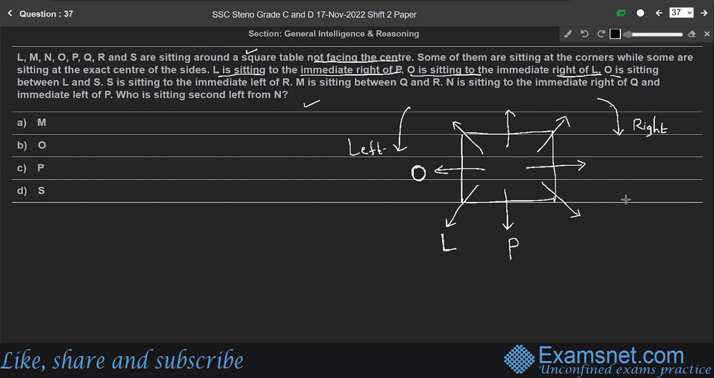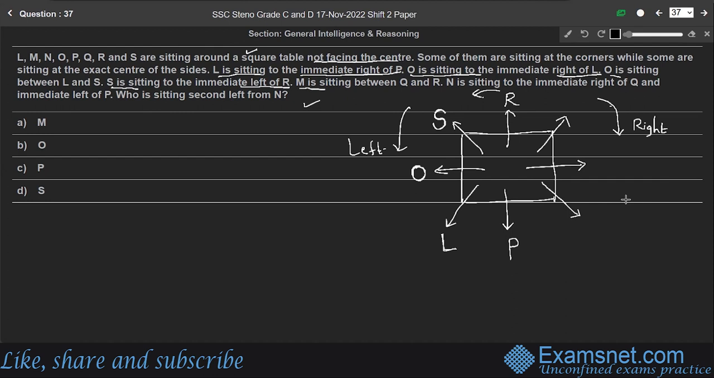So, between L and S means position of S will be here, right? So, here L is sitting to the immediate left of O. So, S will be sitting to the immediate right of O, right? Then, next point. S is sitting to the immediate left of R. To the immediate left of R means in this direction, right? In the anticlockwise direction. Therefore, R can accommodate here, right?